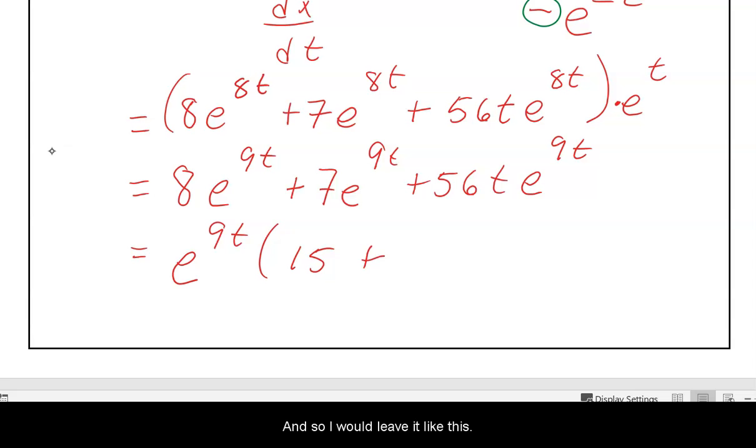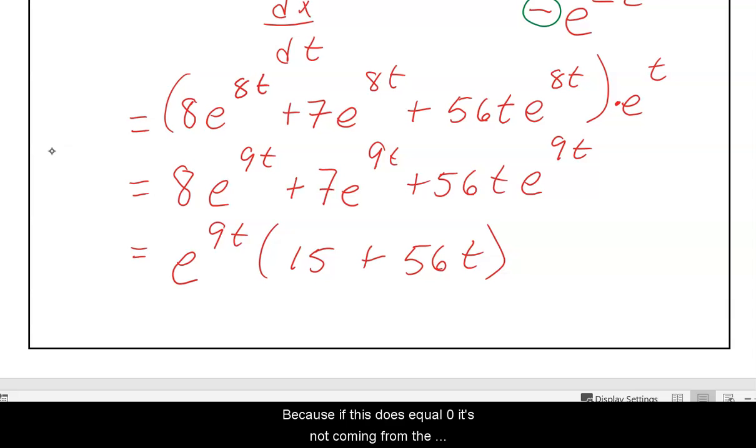And so I would leave it like this, 56t. Because if this does equal 0, it's not coming from the exponential, which means it has to come from what's left behind, which is here. And that would be the end of that problem.